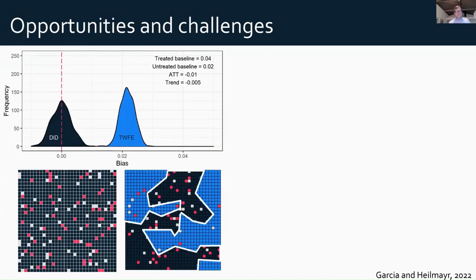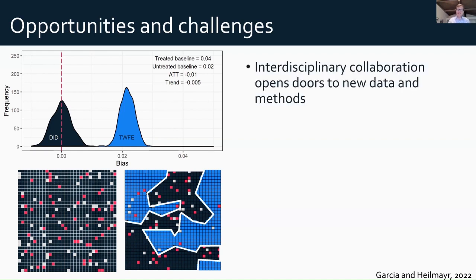All right, so just to kind of end, that was getting pretty deep into some of the technical details. For me, I love this community because it really is the confluence of a variety of different practitioner, ecologist, economist communities, political scientists. This is a really rich discussion. What, for me, does this highlight for a field like conservation biology, which is inherently interdisciplinary? I think interdisciplinary collaboration opens the doors to new data and methods.